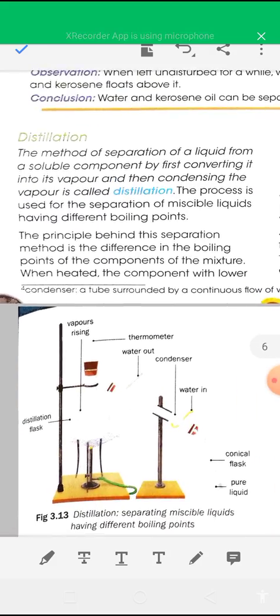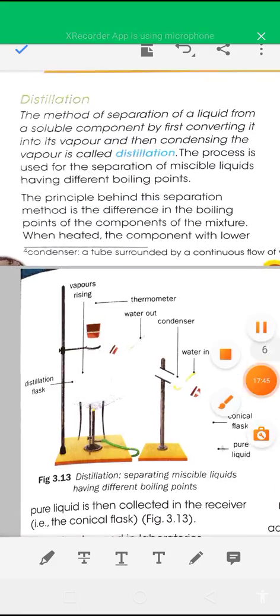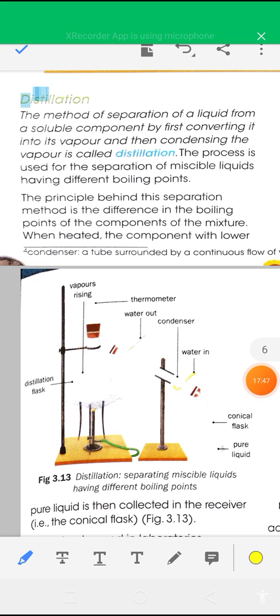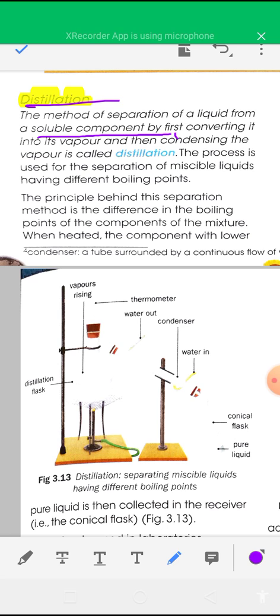Now see, next method is distillation. What is distillation? The method of separating a liquid from a soluble component. This is the distillation method. The method of separation of a liquid from a soluble component by first converting it into its vapor and then condensing the vapor is called distillation.